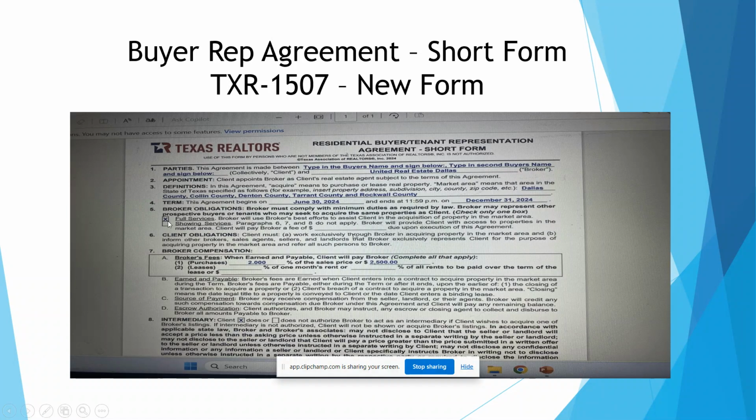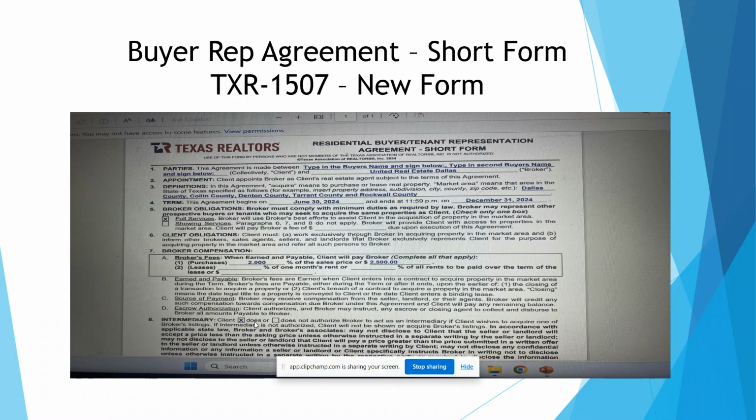Now back here, if you choose the full service, you've got to fill out the broker's compensation. When earned and payable, client will pay broker, that's us. The buyer will pay United for purchases 2% or $2,500. Okay. Leases would be filled out if you're doing leases. Okay. Intermediary, you get the idea. We will be an intermediary potentially. So this is the new short form.